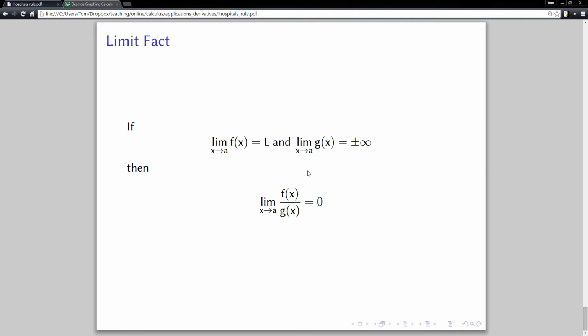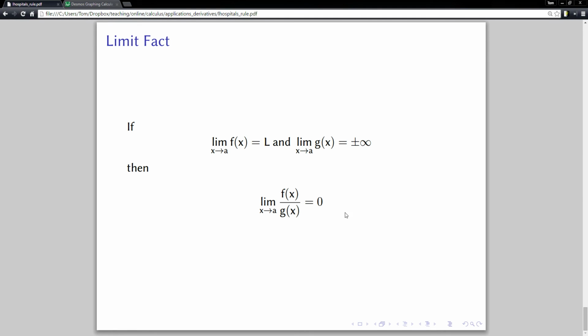You're also going to need this limit fact. It says that if the limit as x goes to a of f of x is L, just any number, and the limit as x goes to a of g of x is either infinity or negative infinity, then the limit of the quotient of those two things is going to go to 0. Here, the top part is getting closer and closer to some fixed number, while the bottom part is getting either really, really big or really, really small. Either way, when you perform that division, say the top is getting closer to 1, and the bottom is getting bigger, like 1,000, 10,000, a million, a billion, 10 billion. If I keep dividing a number by bigger and bigger numbers, the quotient is going to go to 0.